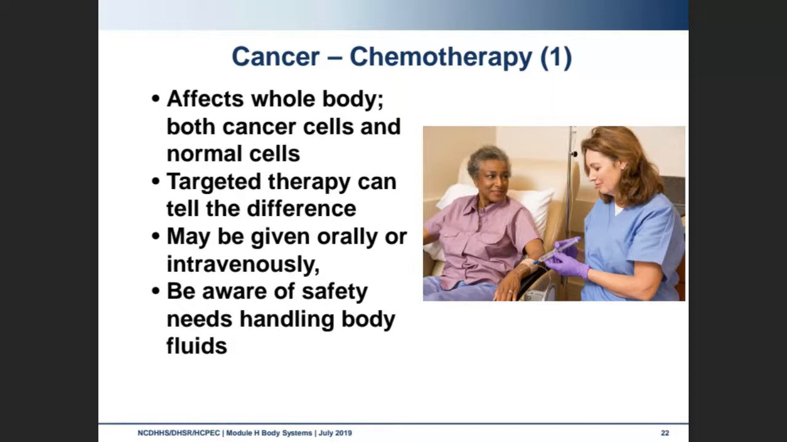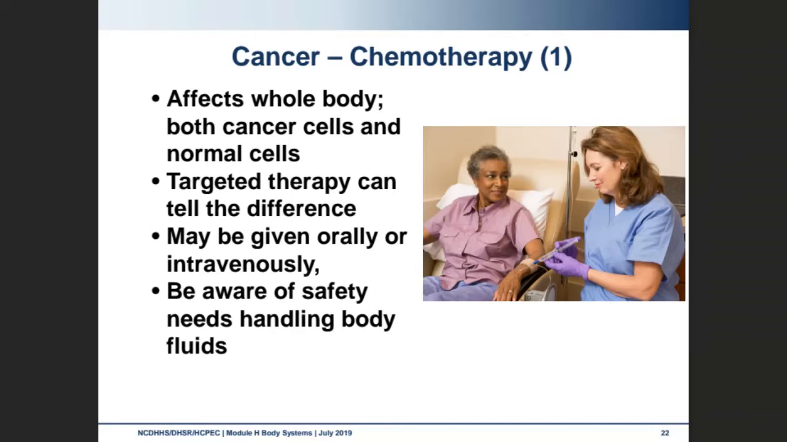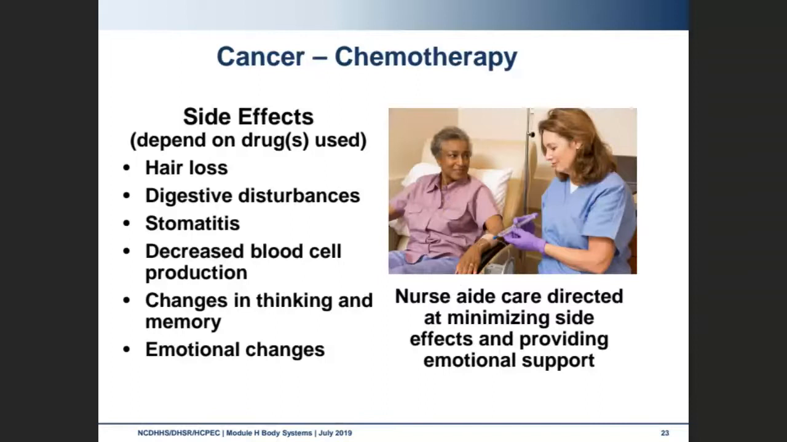We need to be aware also of safety needs for healthcare providers and visitors. There may be special personal protective equipment that we need to wear or special ways that we handle equipment when someone has been going through chemotherapy. Side effects of chemotherapy will depend on the drug, but some of the common ones that we may see are hair loss, also known as alopecia, digestive disturbances like that poor appetite, the nausea, the vomiting, the diarrhea, stomatitis, that's inflammation of the mouth, decreased blood cell production, which can result in these patients and residents being more likely to bleed and also develop infection.